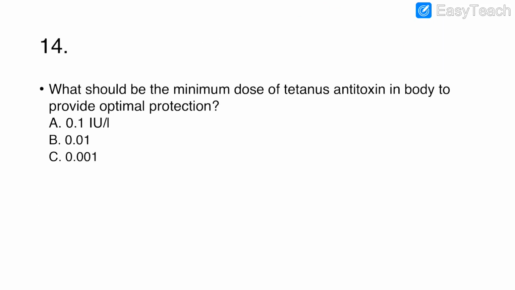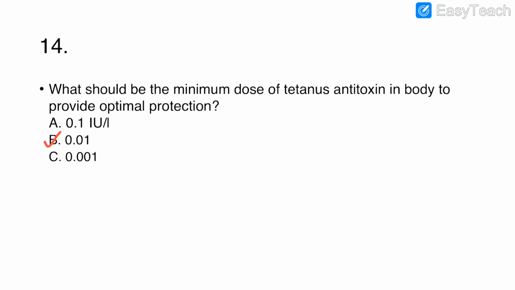Now, what should be the minimum dose of tetanus antitoxin in the body to provide optimal protection? The answer to this question, as per PARC, is 0.01 international units. This is the answer here, because it was very clearly given that it should be equal to this for protection against tetanus. Remember, it is not more than that. It is written that if it is equal to 0.01, you will be protected. So the answer to this question will be B.